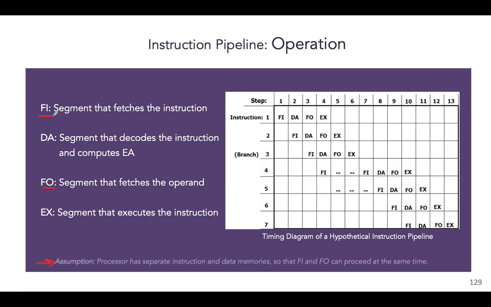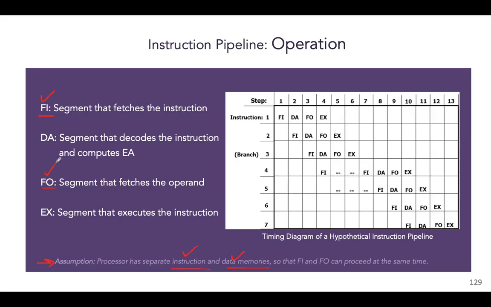But the whole point of having an instruction pipeline is to speed things up, so that one segment doesn't have to wait for the other. What we do is have separate instruction and data memories, and that's a facility that can be set up within a computer system. If the processor has separate instruction memory and data memory, then they are essentially two different parts of the memory, which means they can be accessed at the same time. Instructions will be stored and fetched from the instruction part of the memory, and operands will be stored and fetched from the data part of the memory. And then FI and FO can occur at the same time.